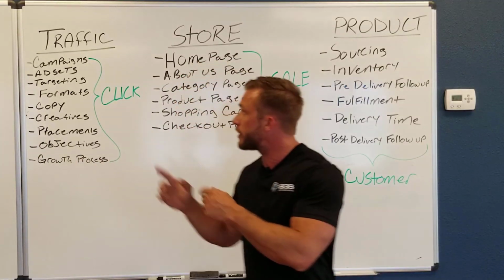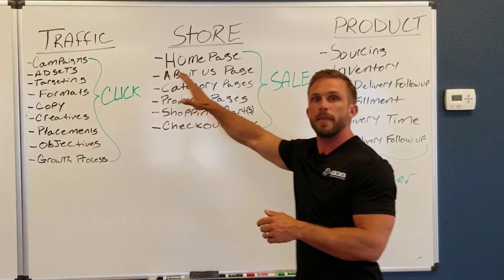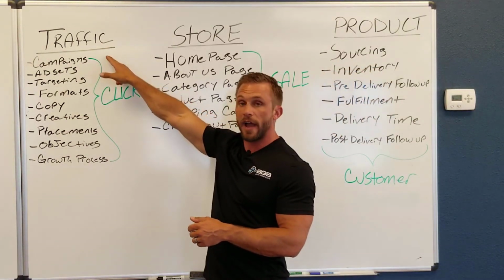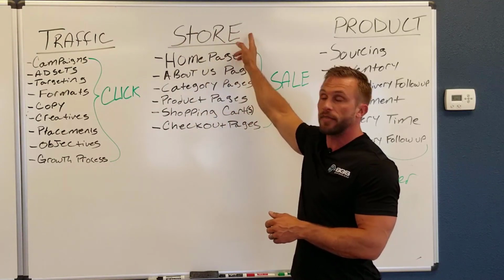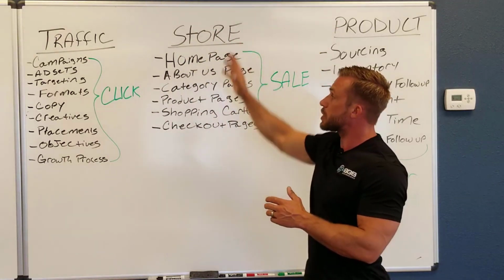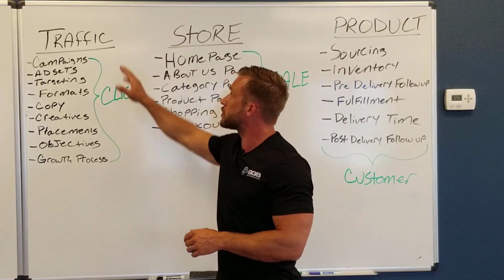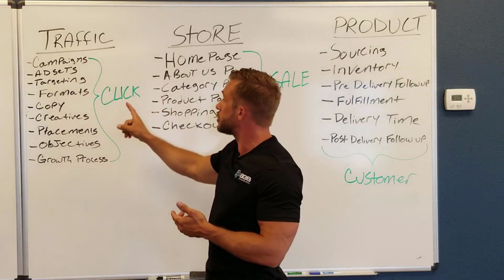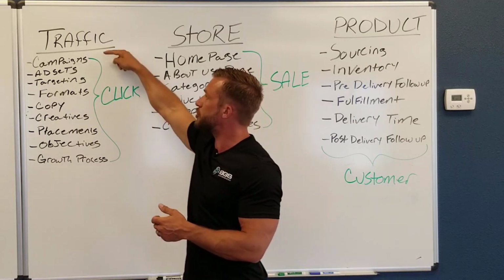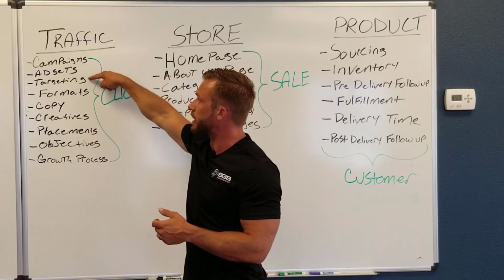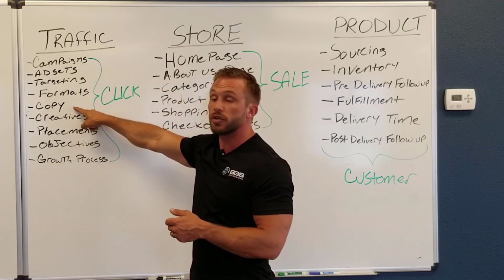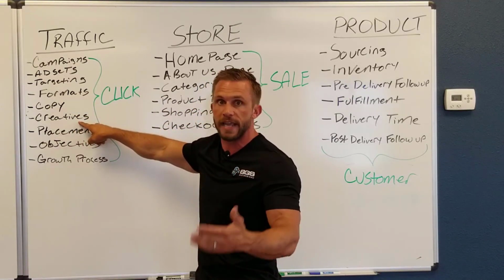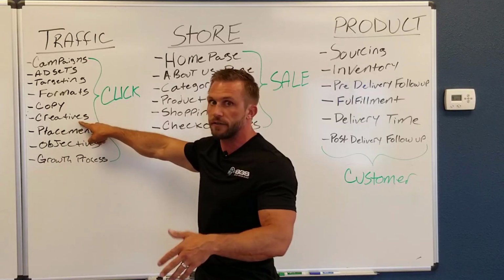All right, so let's hop over here to the board, and you can see I've got basically the 3 main categories of things that happen when it comes to making a sale. First there's the traffic, then the traffic has to go to your store, and then from the store there's the product. So let's break these down real quick. First of all, in traffic, there is a metric ton of stuff that has to happen in order to generate a click. You've got your campaigns, your ad sets, your targeting, your different ad formats, your sales copy for the ads, your creatives and different types of creatives, whether they're static or video-based or GIF or whatever else.